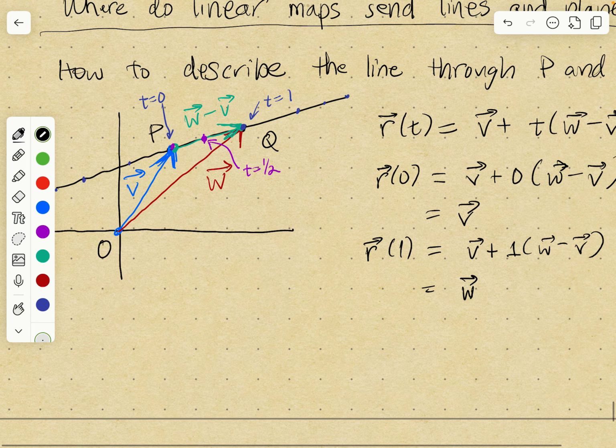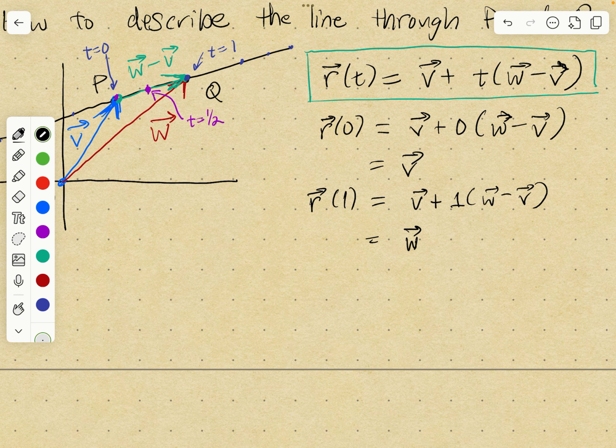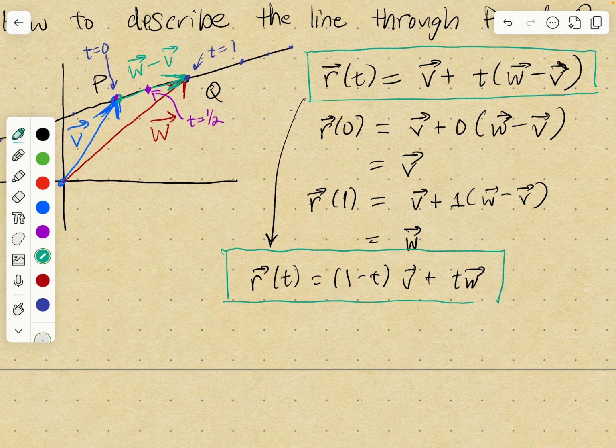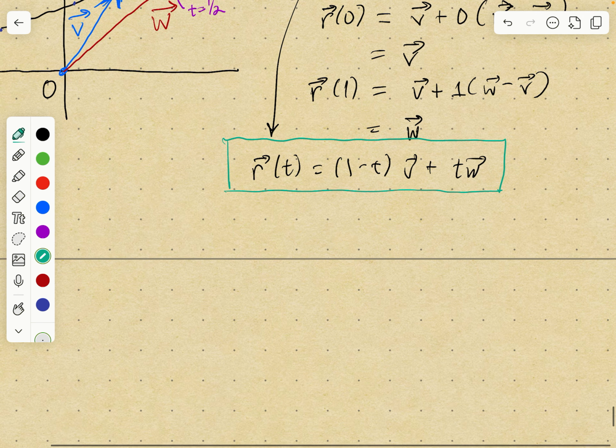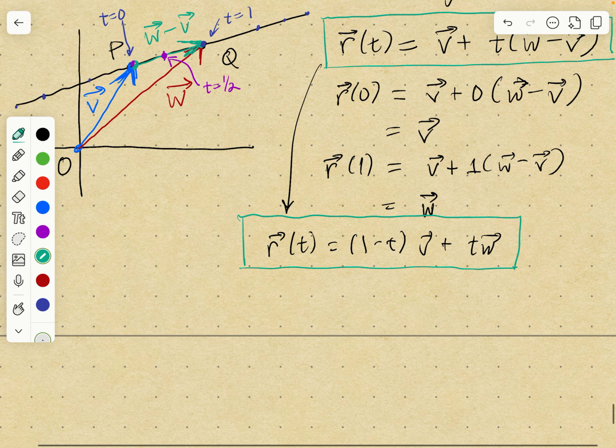Okay, so this is a parametric equation, an equation for the line through P and Q. Another way of writing this is you can just distribute the t across. So you get r of t equals (1 minus t) v plus t w. You can check that just by distributing that you get the same thing. This is a nice way of putting it, because you see that if you plug in t equals 0, you get v, and if you plug in t equals 1, you get w. If you plug in anything else, you're going to get a different point on the line.